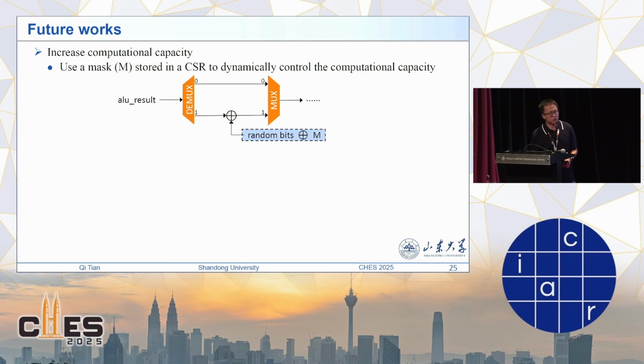Next, future work. First, we could increase computational capacity. In our current design, the capacity is limited to 16 bits. One possible approach is to use a masked storage in a CSR to dynamically control the computational capacity.